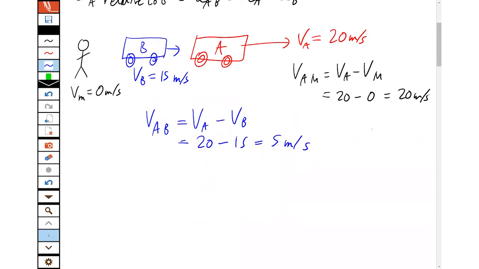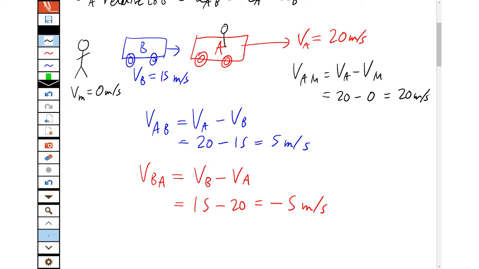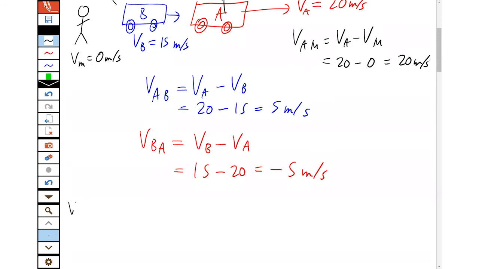Now, I want to make a little note here for your own equations. You'll notice that these are opposites. The velocity of B relative to A is the velocity of B minus the velocity of A, which is 15 minus 20, which is minus 5 meters per second, which makes sense. For somebody in car A looking back, it looks like car B is slowly falling backwards. But we notice the effect of this. The velocity of AB is minus the velocity of BA.